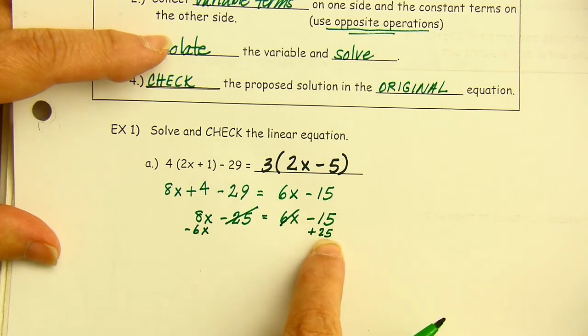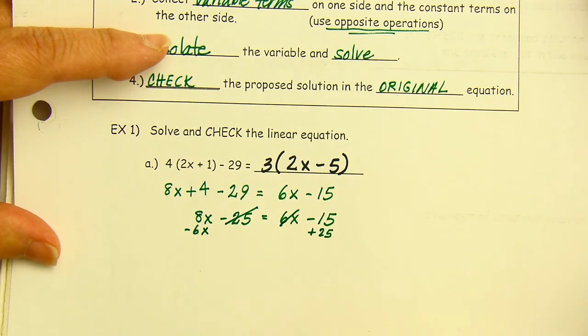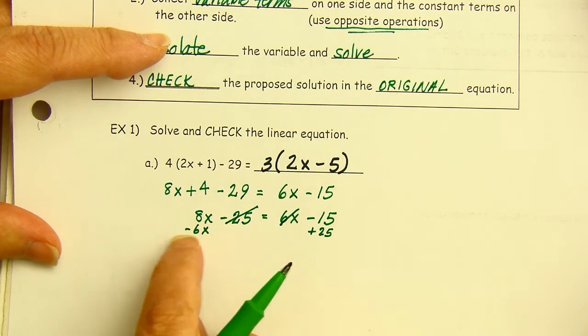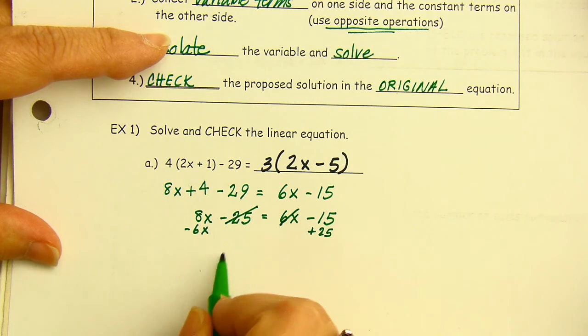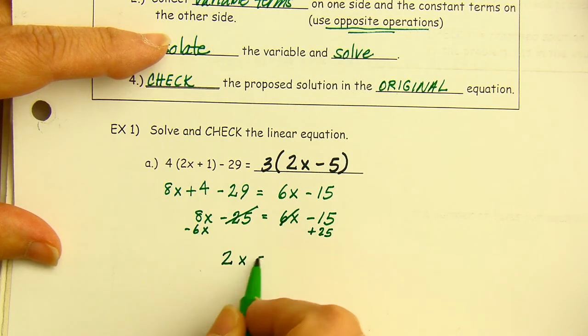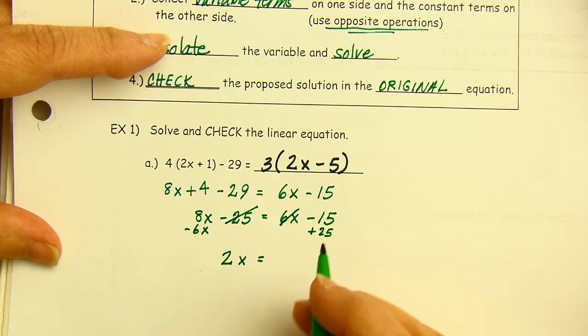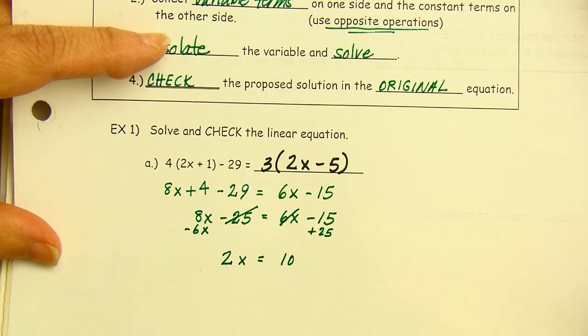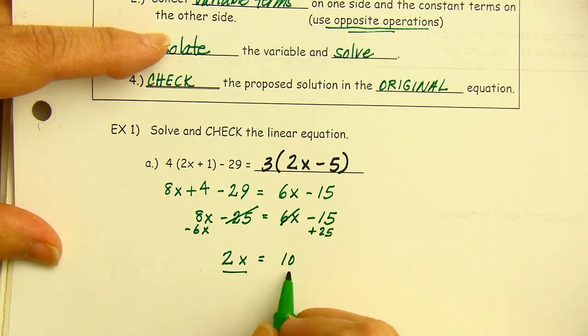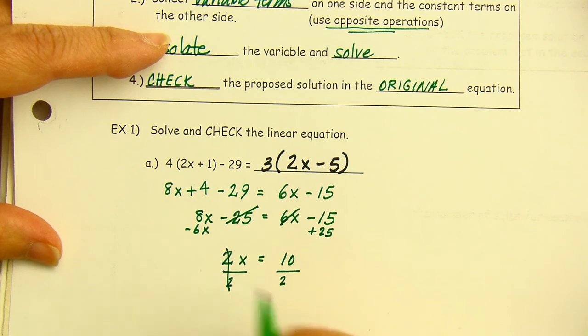I like to do 2 steps in one. So I have 8x's, subtract 6x's, leaves me with 2x's. Negative 15 plus 25 is positive 10. And now I'm going to divide because the opposite operation of multiplication is division. So divide both sides by what's in front of x. And I end up with a proposed solution of x equals 5.